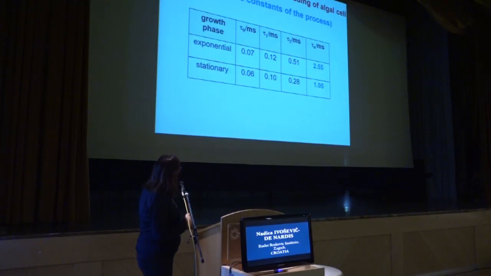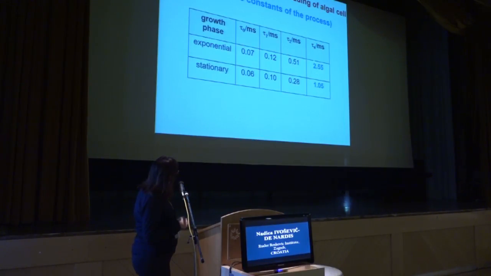Okay, so this table summarizes the determined time constants of the adhesion process. For the cells in exponential and stationary phase, we have the time constants associated with attachment, deformation, spreading, and this slowest time constant from the secondary part of the signal. What is visible is that cells in stationary phase adhere and spread over the interface much faster.